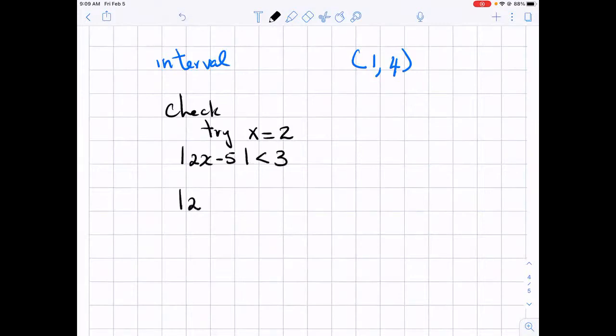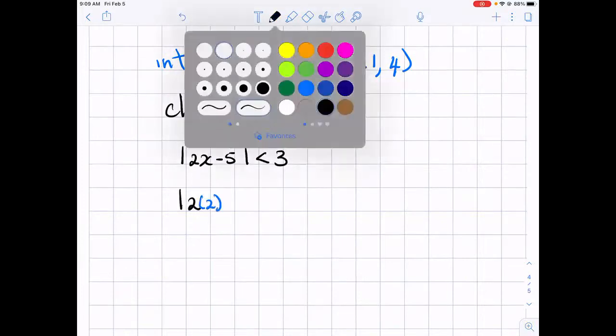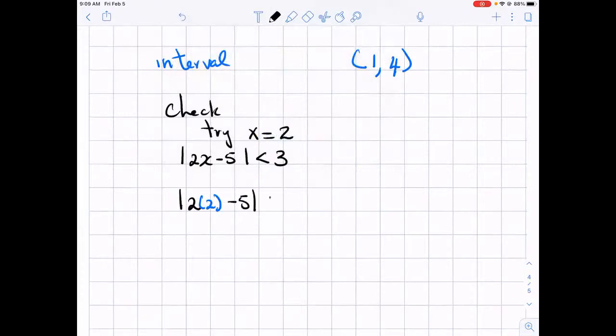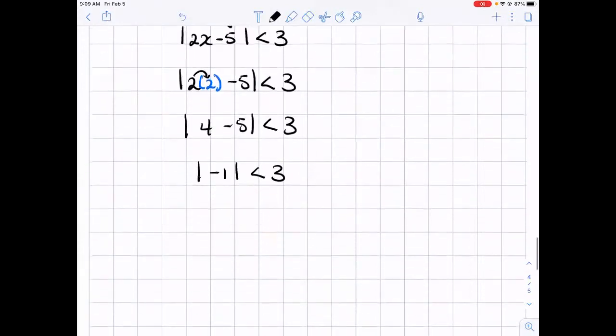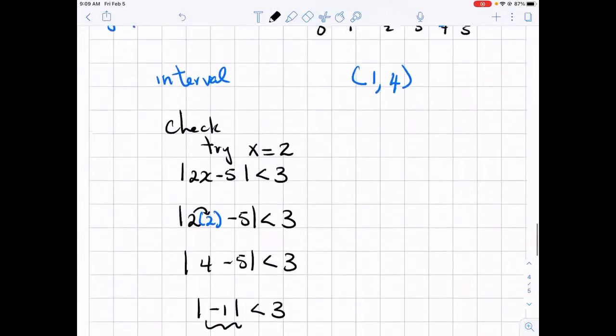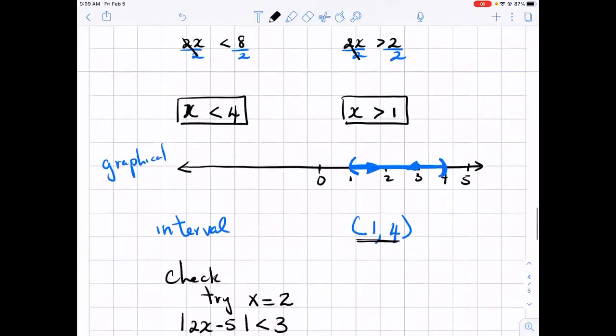So the absolute value of 2, we're trying x is 2, minus 5. This becomes 2 times 2 is 4 minus 5. 4 minus 5 is negative 1. And the absolute value of negative 1 is 1. 1 is less than 3. This is true. So it seems that this is our answer from 1 to 4.